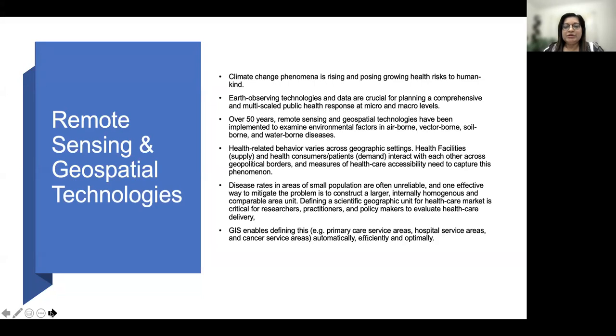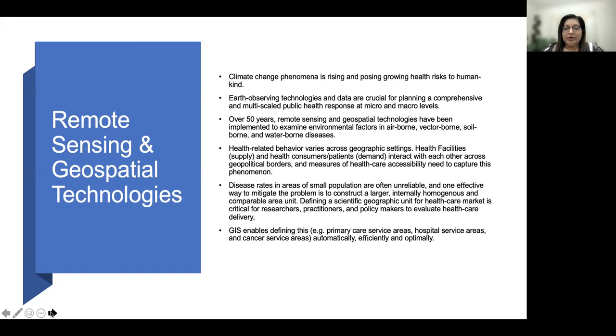Before we talk about space technologies that are applicable, we need to look at the climate change phenomena, which is rising and posing growing health risks due to the severity and the changes in the environment. Earth observing technologies and data are crucial for planning comprehensive public health response at micro and macro levels. On the other hand, over the 50 years, remote sensing and geospatial technologies have been implemented to examine environmental factors in airborne, vector-borne, soil-borne, and waterborne diseases.